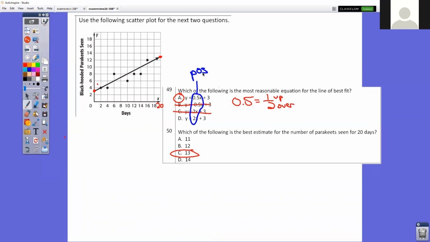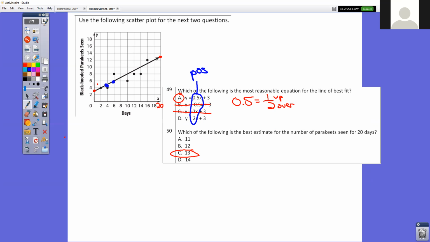Well, take a look. If we were going 2, we're starting here at 3. If we went up 2 over 1, we would end up right here. Is that where our line is? No. But if we go up 1 and over 2, up 1 over 2 is really 0.5. That is on the line. Up 1 over 2 is on the line, because we would have this point and this point. All right. So it would be choice A.